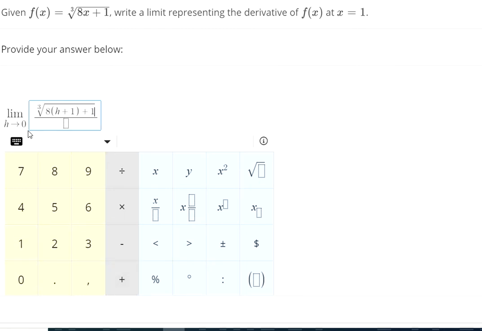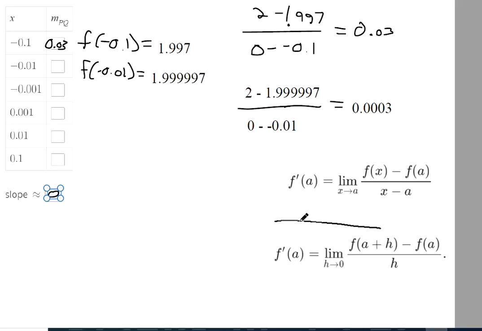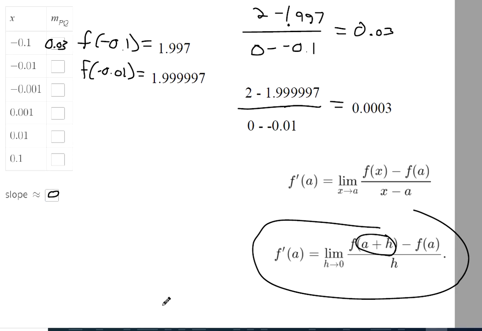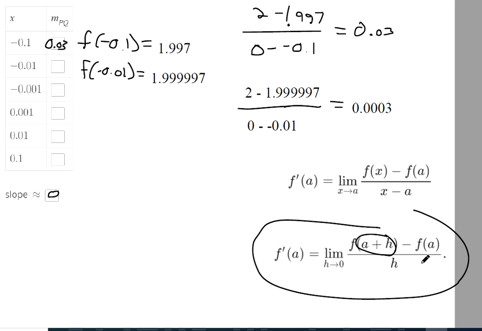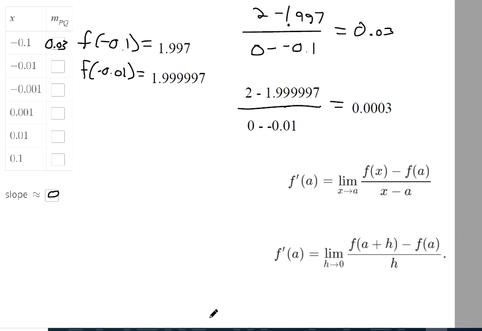because remember, with this definition, I don't know if I have it on the other screen, I might. It's this one down here. We're plugging in a plus h, the value we're trying to find a limit for. We're plugging a plus h in for x in the function. And then we're supposed to subtract that by f of a.